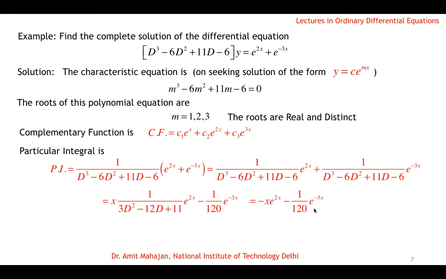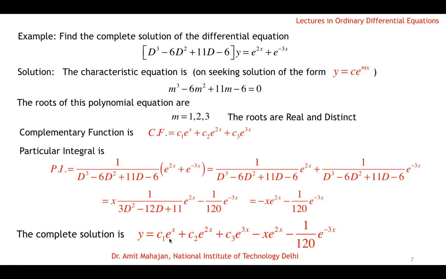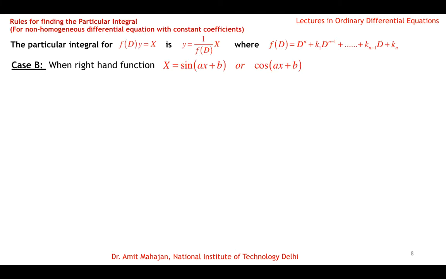So this is the value of the particular integral, and then the complete solution will be the complementary function plus this particular integral. So we can easily write the complete solution: complementary function plus particular integral. This was case A, where the right-hand side capital X is an exponential function. Now we take another case.